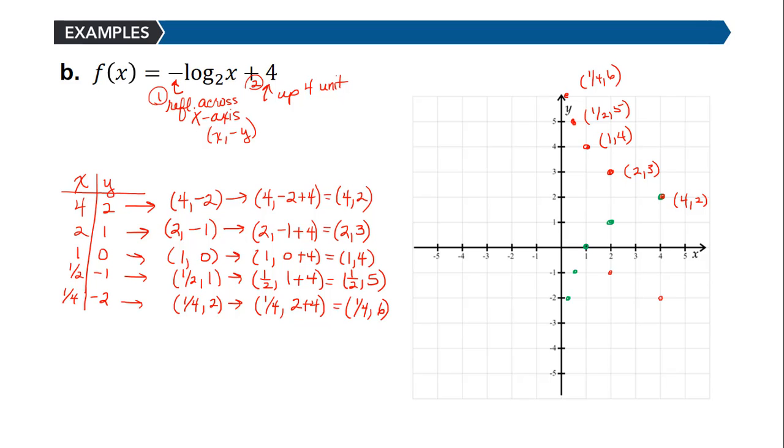What is our vertical asymptote? If I reflect this vertical line of x equals 0 across the x-axis, it stays at x equals 0. And if I shift it up 4 units, I'm not moving it anywhere left or right. So it will stay at x equals 0.